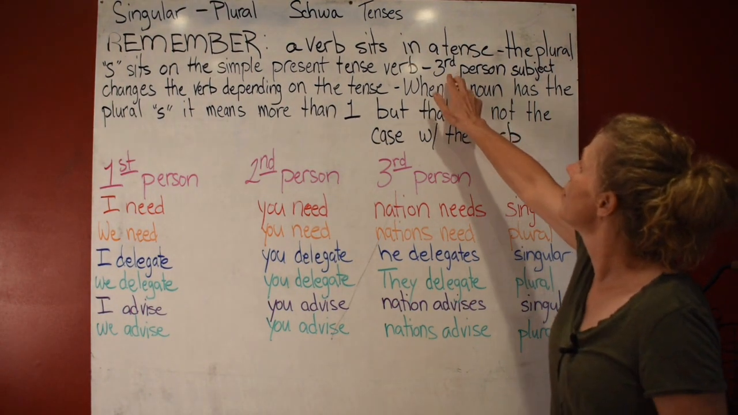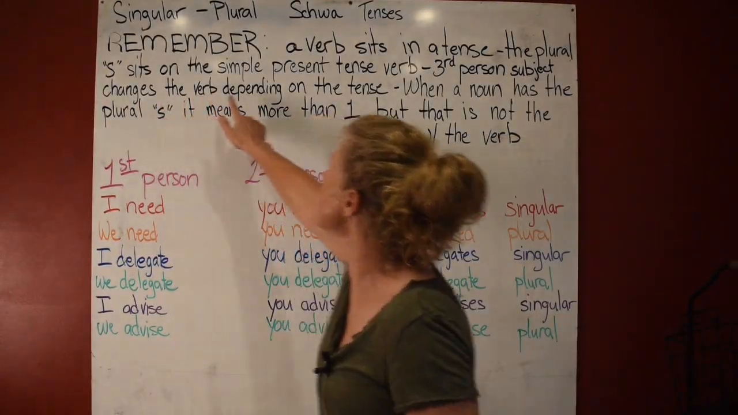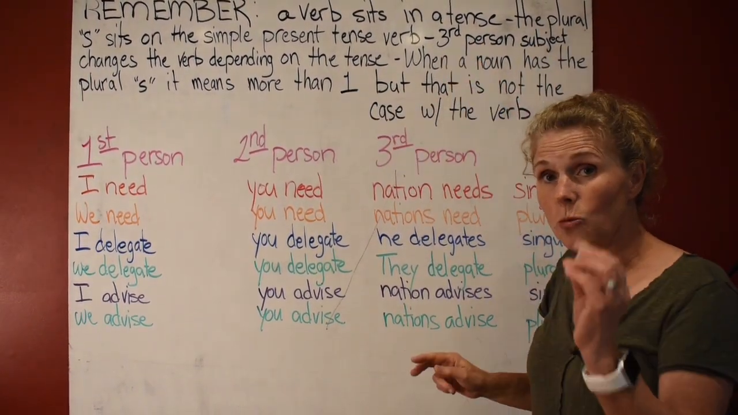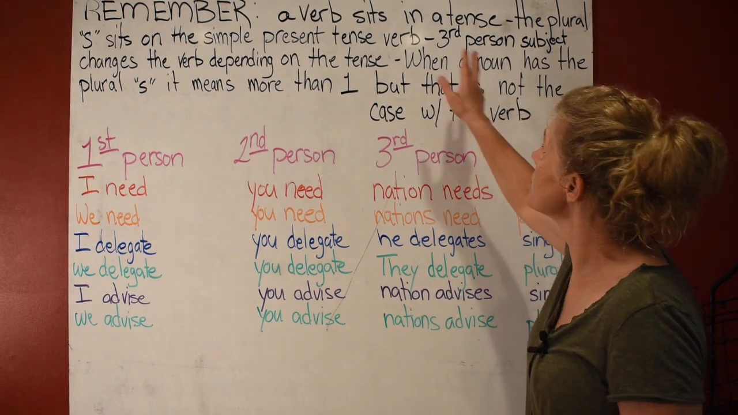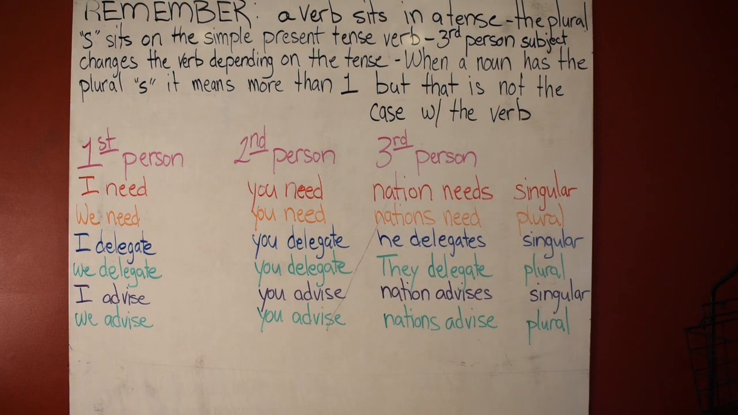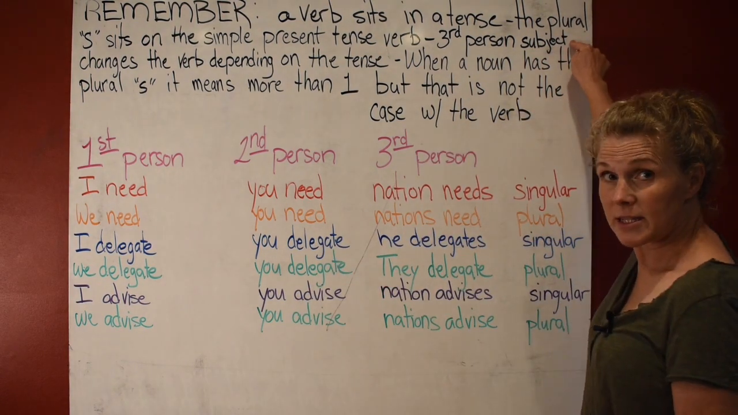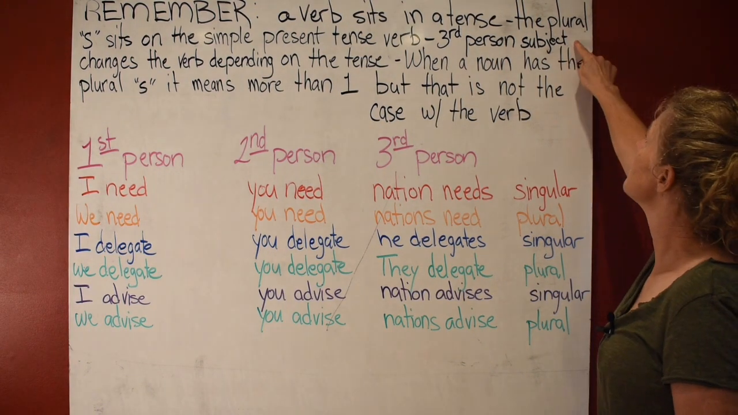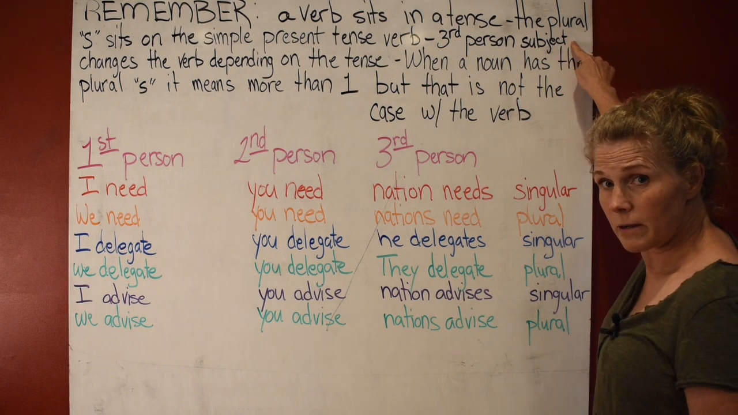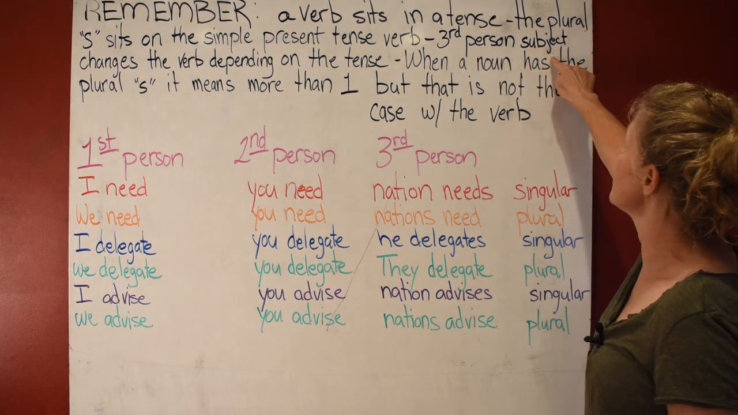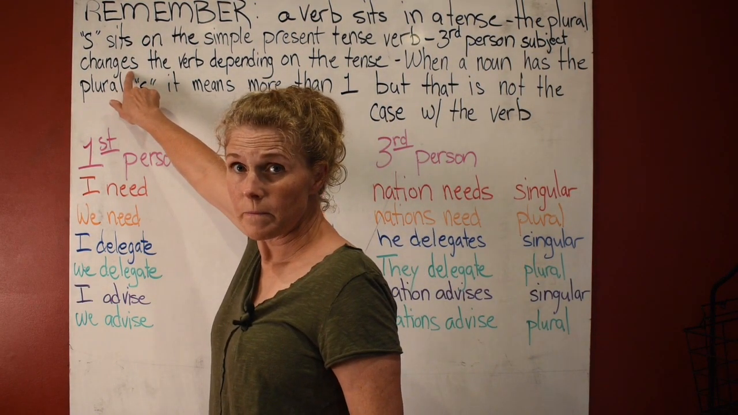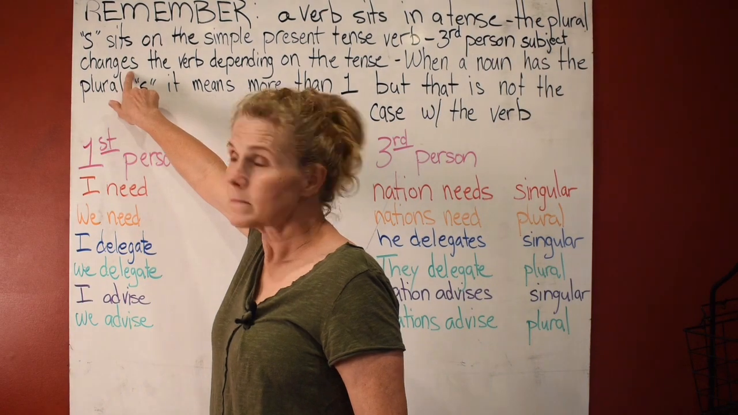Okay. Now we have the third person subject changes the verb depending on the tense. So you have to understand what your persons are to be able to get your tenses down properly. Now look at this. Now if we have a subject, is that singular or plural, Paul? It's singular. Is there a plural S right here? No. So this is singular. So that means this is singular or plural? It's singular.